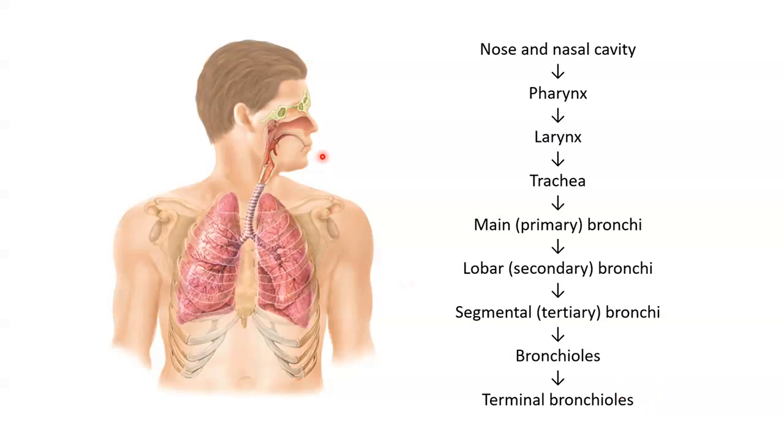So looking at that on an image, we have our nose and then internally the nasal cavity, the pharynx being our throat, the larynx being the cartilage area near our voice box, our trachea, the main bronchi, the lobar bronchi, and then the segmental or tertiary bronchi. The rest of the divisions are our bronchioles. That very last division before we go into our respiratory zone is our terminal bronchioles.